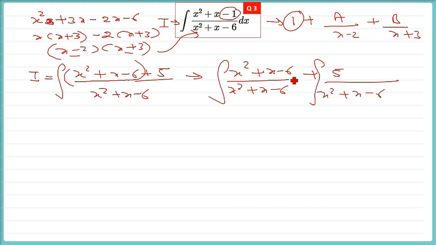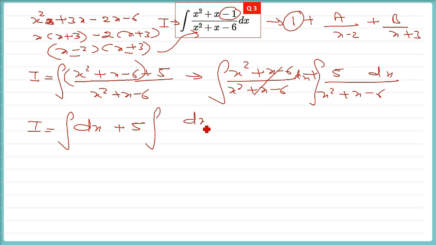The first term is going to be only integration of dx. That's how 1 has come. When you cancel this, integration of dx will come. If you see, initially I told you this 1 will come from where? Here. Then you can take 5 common. Integration of dx divided by x square plus x minus 6.